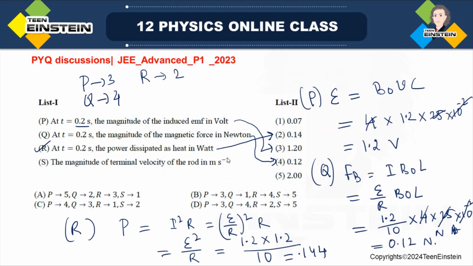So look here, what is matching with this? S is matching with 5. So S is matching with 5. Now we'll see the options. P3, where is P3? So this is P3 Q4, P3 Q4 R2 S5. So option D will be the correct answer for this question.